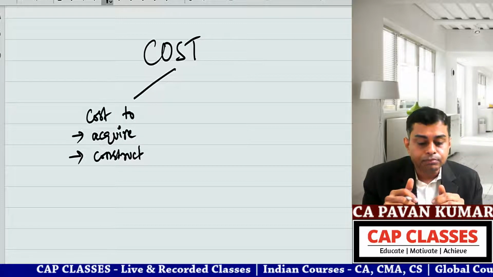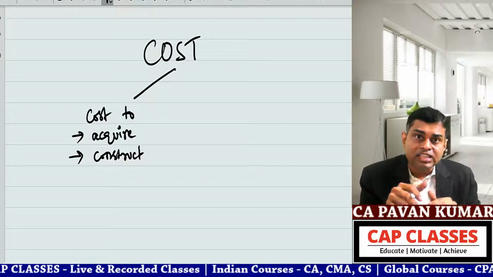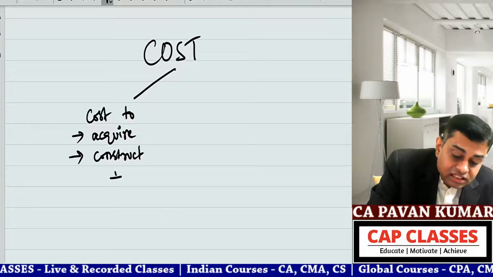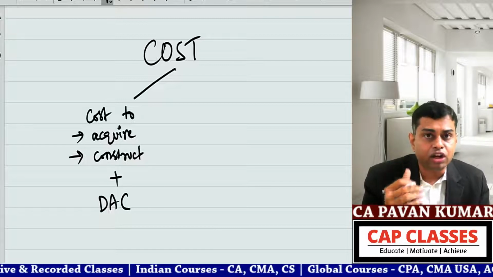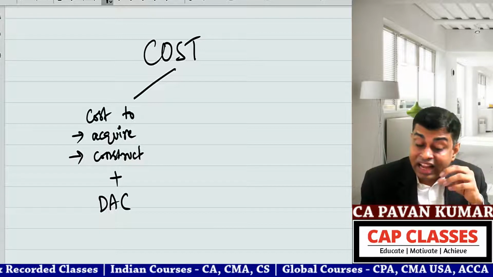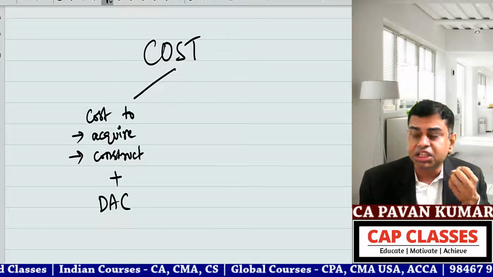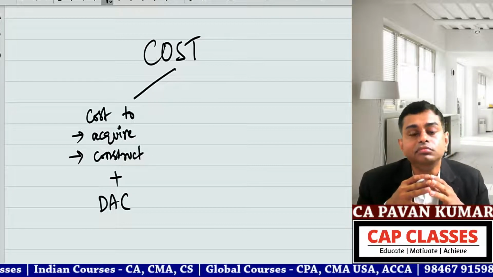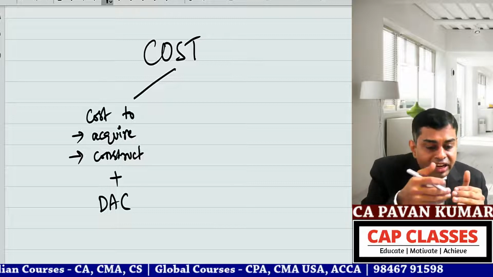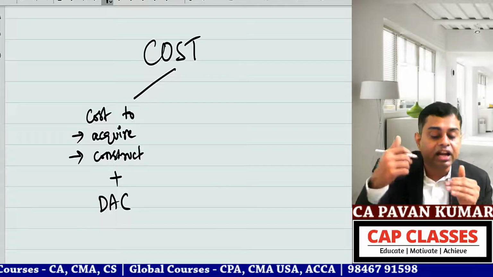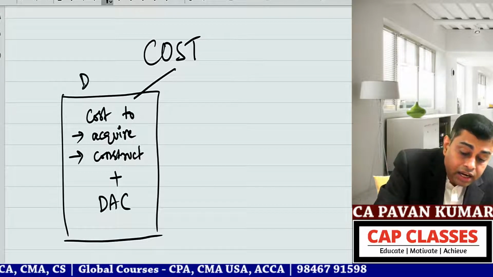I can buy a building, I can construct a building. So cost to buy the building, cost to construct the building, plus directly attributable cost. What is DAC? Directly attributable cost, like installation kind of things you will capitalize, no? Stamp duty, legal expenses, registration charges, trial run. These are called directly attributable expenses required to bring the asset into its present location and condition. So this is day 1.